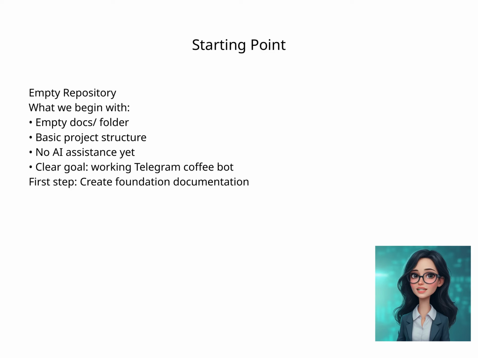We started with essentially nothing: an empty docs folder, basic project structure, and a clear goal to build a Telegram coffee bot. The repo is on GitHub, so feel free to pause and inspect the docs and the code. The crucial insight is that we didn't start by opening up Cursor or Roo Code and asking AI to generate code. We started by creating the foundation documentation that would guide all AI interactions. Most people jump straight into conversational coding and wonder why they get inconsistent results. We're going to show you the preparation that makes the difference.